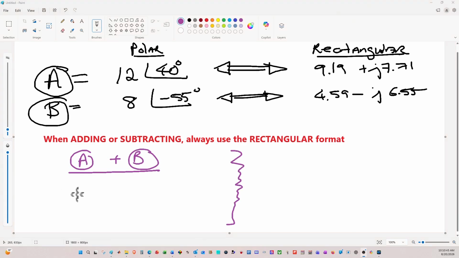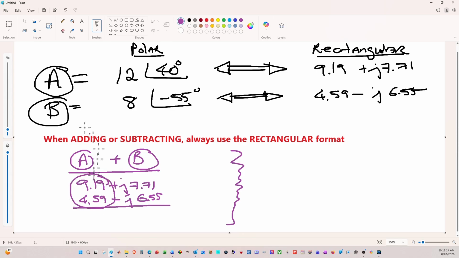I'm going to write them one on top of the other. So I'm going to write down A, and A is going to have a value of 9.19 plus j7.71. And below that, I'm going to write down the equivalent of B. B is going to have a value of 4.59 minus j6.55.